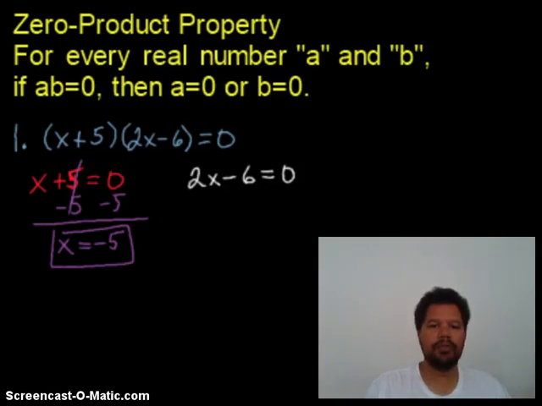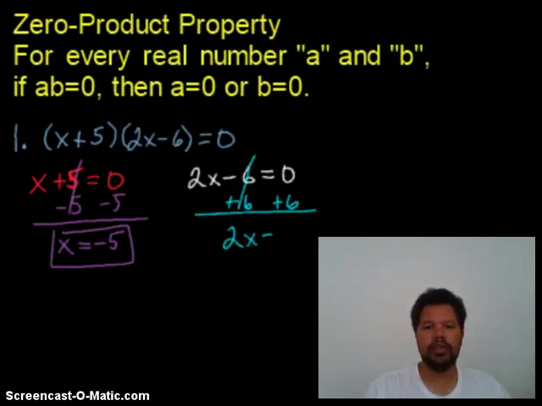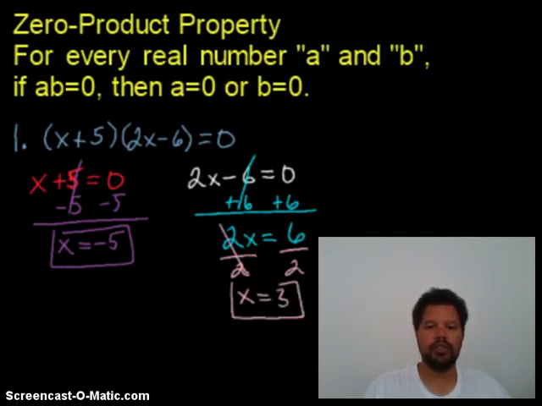We can say, well, what if this is the one that equals 0? So we're going to go ahead and solve for x in this equation. Again, we're going to cancel this constant by adding 6 to both sides. So if I add 6, I get 2x equals 6. And then divide by 2. So we get x is equal to 3. So these are the two values of x that make this entire product equal to 0. We have x equals negative 5 and x equals 3.